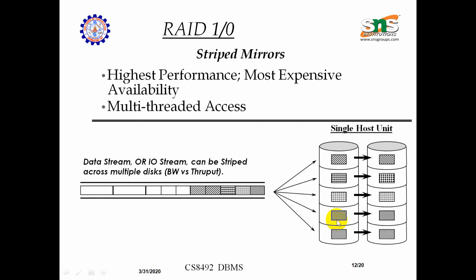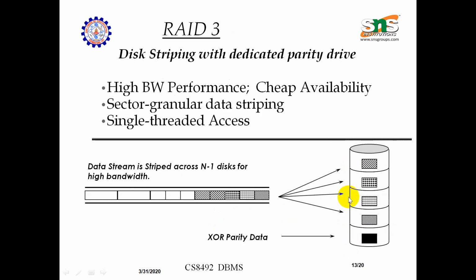Second, RAID 1+0, striped mirror: highest performance, most expensive, high availability, multi-thread access, so the data stream or IO stream can be striped across multiple disks based on bandwidth and throughput. So single host unit, disk 1, disk 2, disk 3, disk 4, disk 5, striped and mirrored with that one. Next one, RAID 3 is disk striping with a dedicated parity drive.